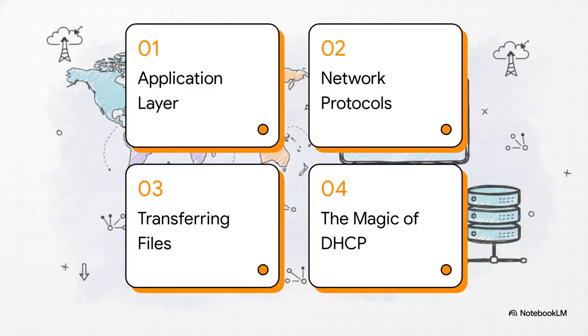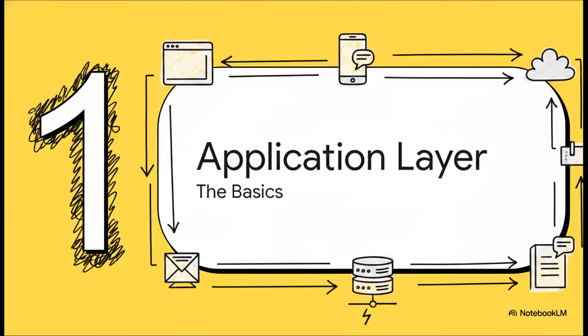Here's our roadmap for today's explainer. First, we'll break down the application layer itself. Then, we'll meet the network protocols, dive into transferring files with FTP and TFTP, and finally, we'll wrap up with the absolute magic of DHCP. Let's get into it. All right, part one, the application layer explained.